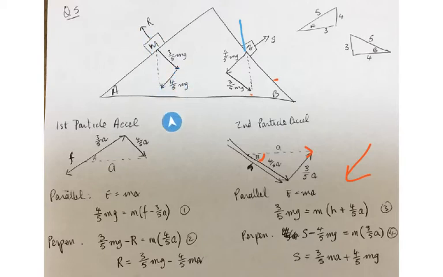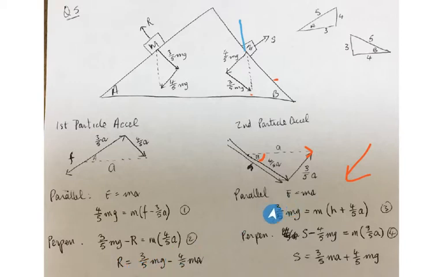There's no more parallel forces. So our 4/5 mg is equal to our mass, which is m, and our acceleration is equal to F minus 3/5 a. Now on the perpendicular side, we have 3/5 mg minus R is equal to the mass m times our acceleration, 4/5 a. Rewriting that, I'm going to get R is equal to 3/5 mg minus 4/5 ma. So that's R. We're going to need that in a little bit.